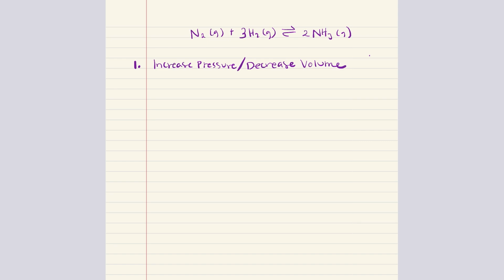So again, let's use our same reaction, nitrogen gas plus 3 moles of hydrogen gas gives us 2 moles of ammonia gas. And let's start with our first scenario. Our first scenario is let's increase pressure, or decrease volume. So you can increase pressure by decreasing volume. These 2 points go together. What happens? When we increase pressure, decrease volume, the system is going to shift in the direction that produces fewer moles of gas so that it can decrease the pressure and reestablish equilibrium.